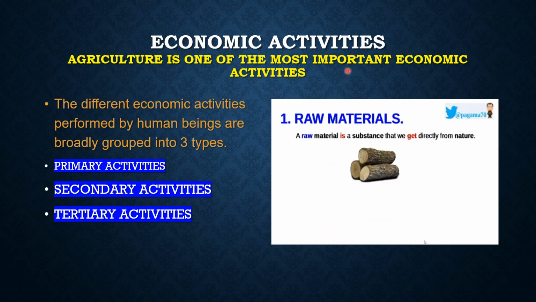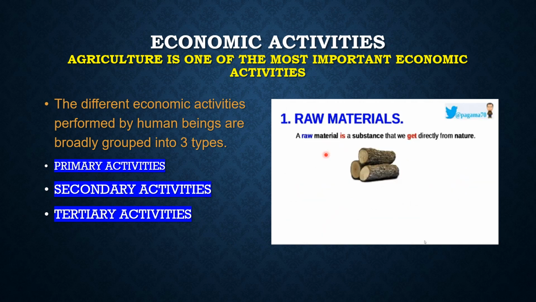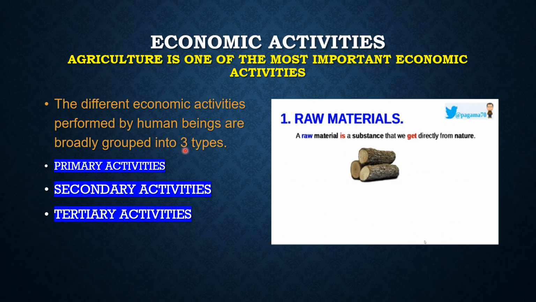As you can see in the image here, in the first section, which is primary activity, which deals with production of raw material, it could be wood, it could be cotton for cotton clothes, it could be iron ore for making steel, it could be crude oil for making petrol, diesel, natural gas, etc. So that includes primary activity. Now in the next slide, I will show you what these three types of different economic activities are meant for.